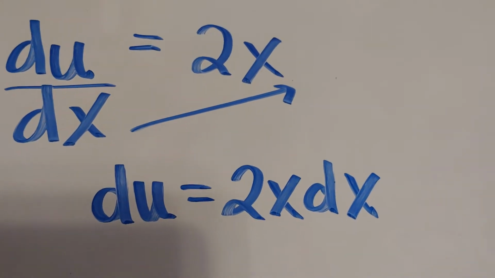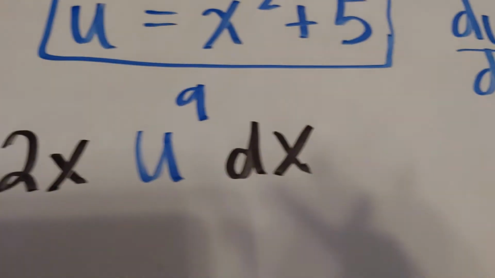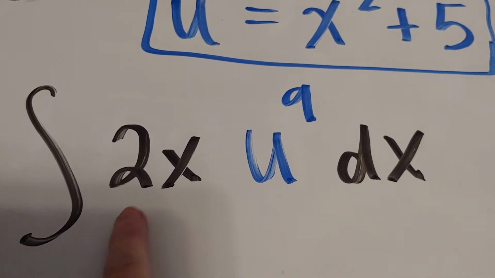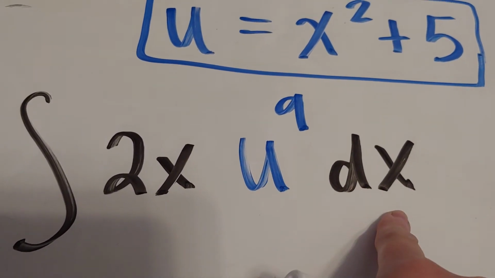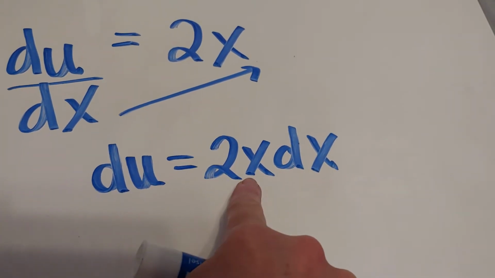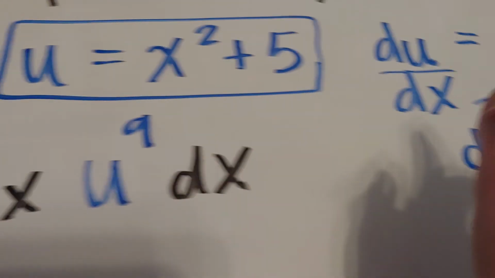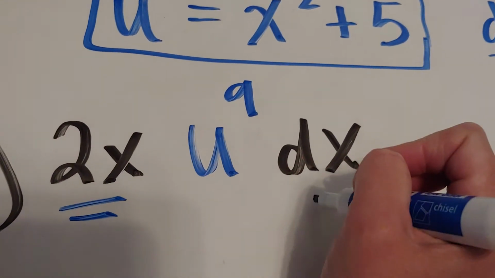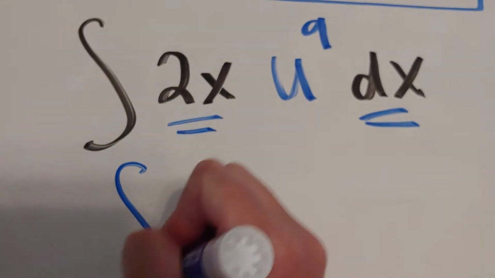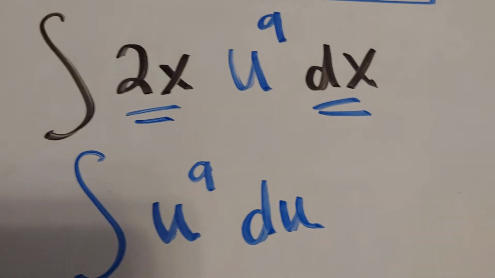This is how I'm going to negotiate my trade. If you look back here, my integral was u to the 9th, and I had an extra 2x dx left to trade. Well, guess what? That's exactly what I have to trade. I can trade a 2x dx for a du. So all of this is going to be a perfect trade for du, and I get the integral of u to the 9th du.